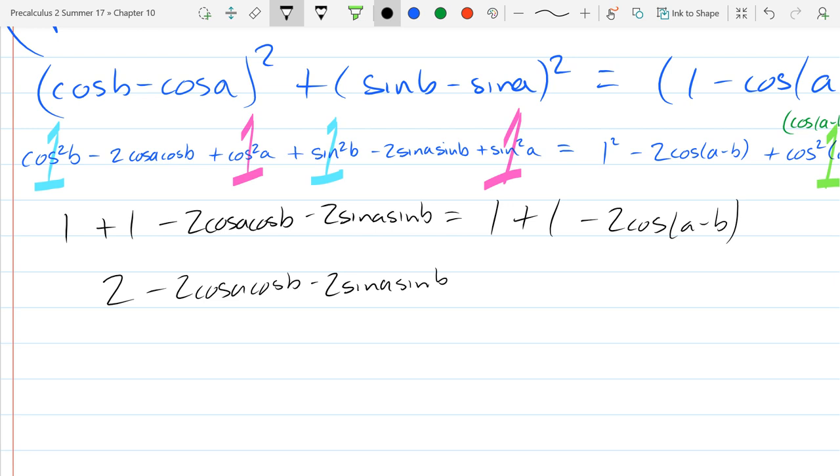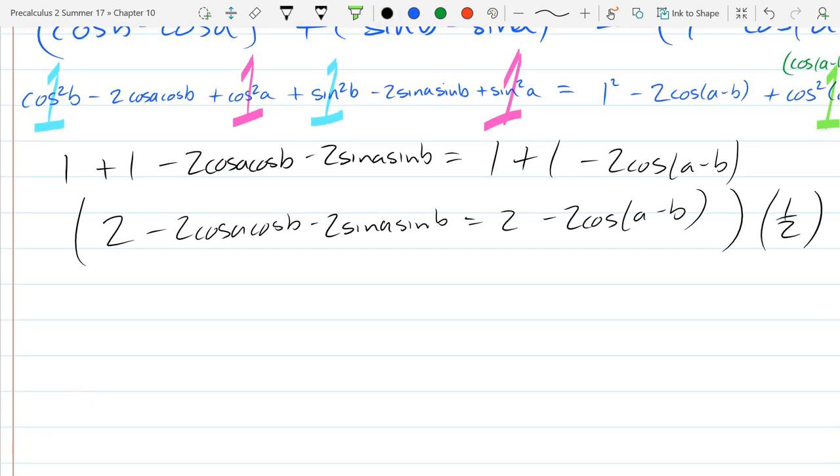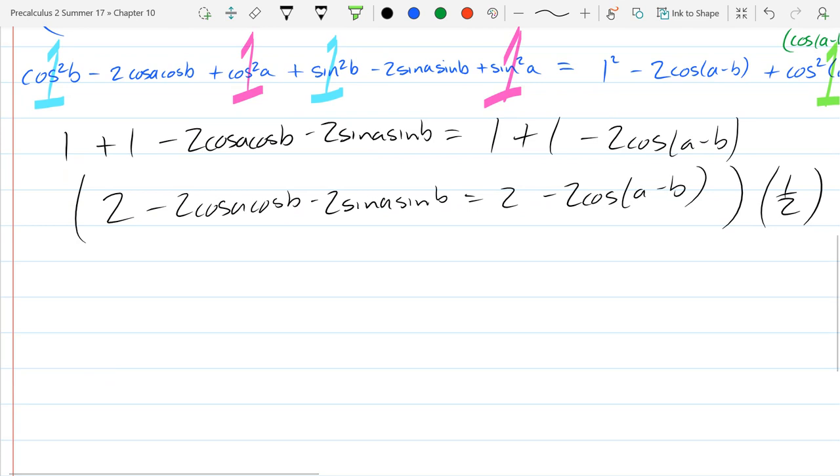So what do you do when everything has a coefficient of 2? Multiply by 1/2, or you could factor the 2 out and then multiply by 1/2. Either way, you're going to end up dividing by 2 or multiplying by 1/2. And so that'll give us, you can subtract 2 on each side as well. Let's just do one thing at a time.